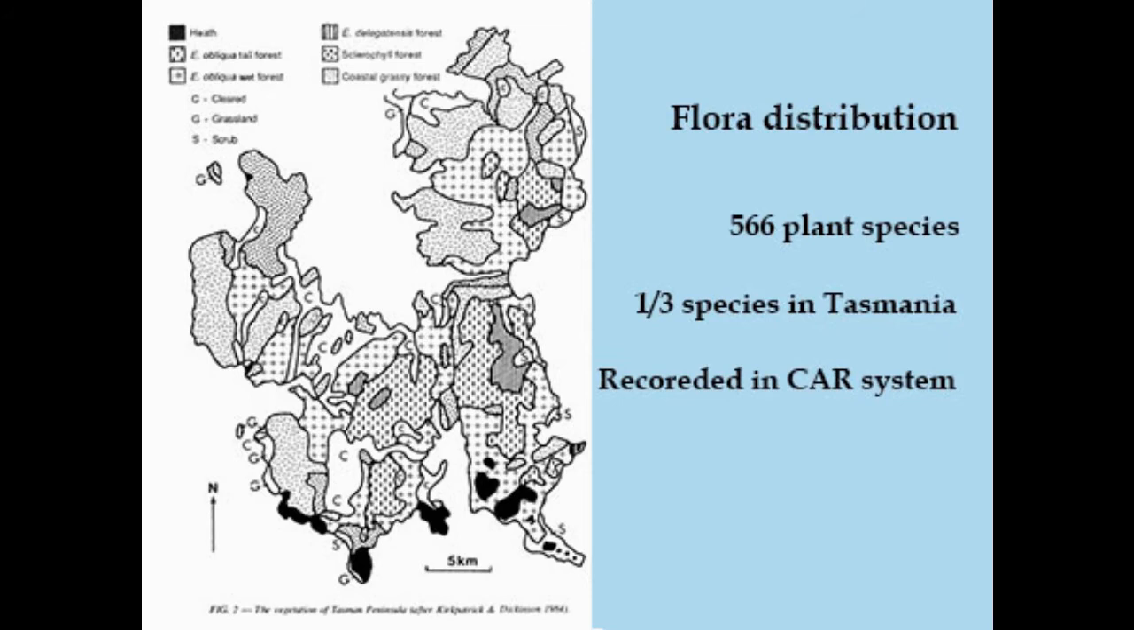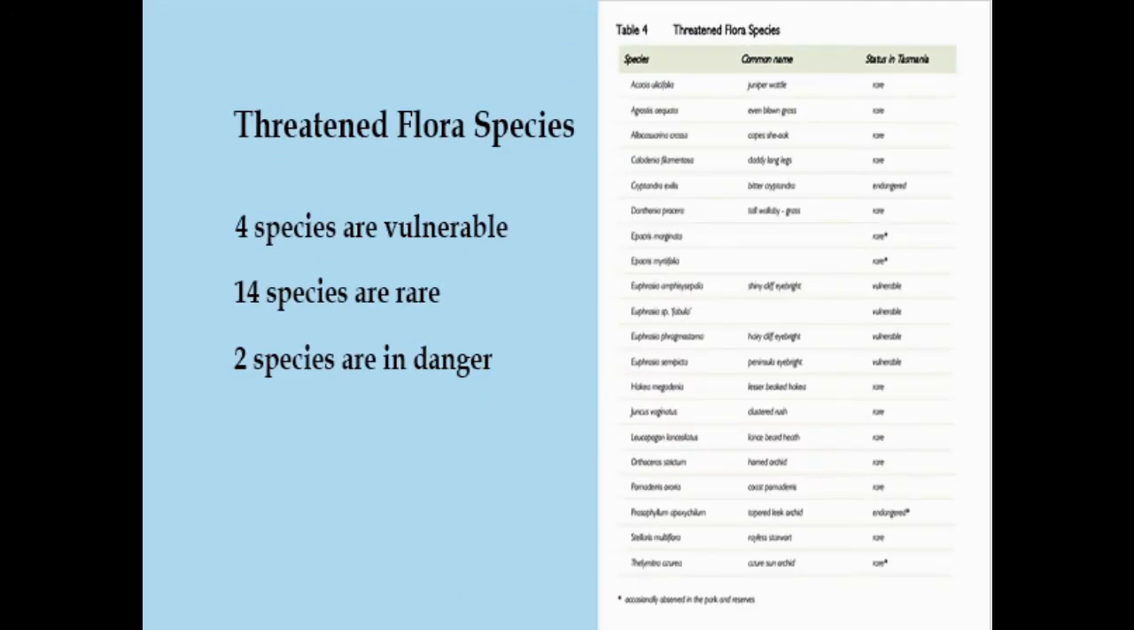566 plant species are present in Tasman Peninsula, which is over one third of the total species in Tasmania. Most of them can be found in the Tasman National Park. There are 3 pages of plant names listed in the Tasman National Park and Reserves Management Plan 2011, prepared by the Parks and Wildlife Service. Many threatened flora species can be found in Tasman National Park.